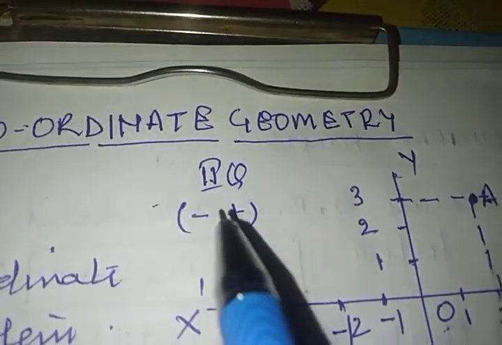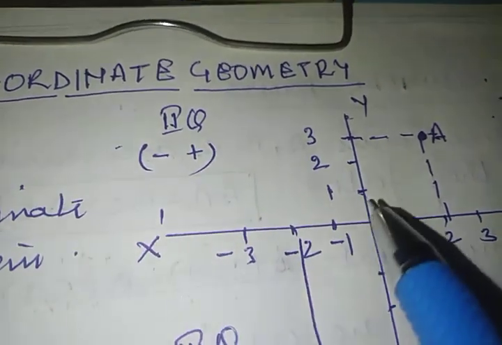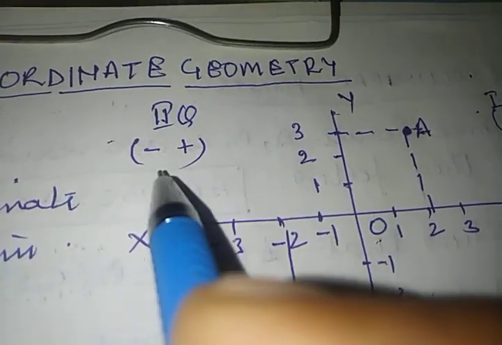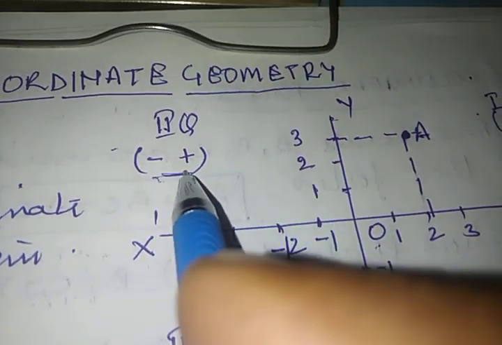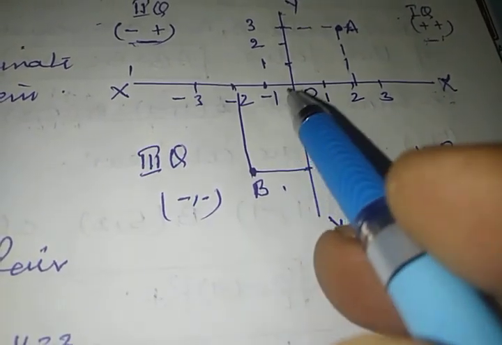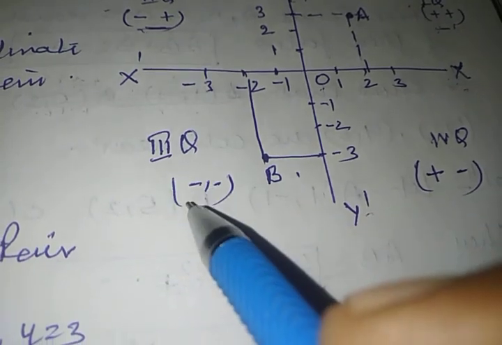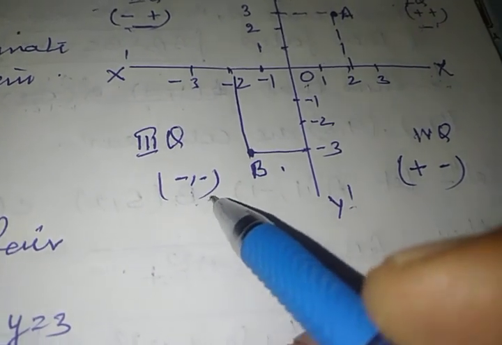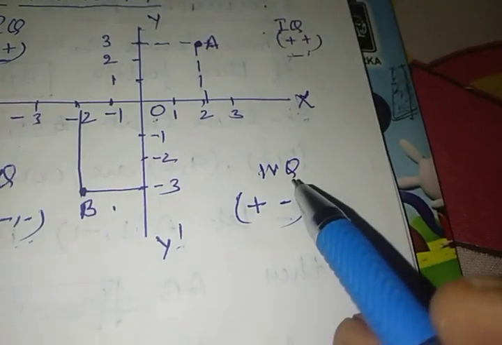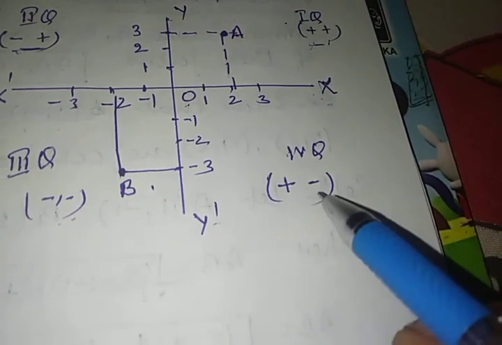Here this is the second quadrant, x will be negative, y will be positive, so it is minus, plus. Now in this quadrant, both are negative. So this is the third quadrant and x, y are minus, minus. This is your fourth quadrant. Here you have x as plus and y as minus, so this is the plus, minus sign.